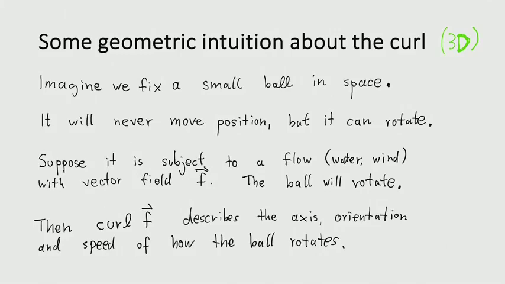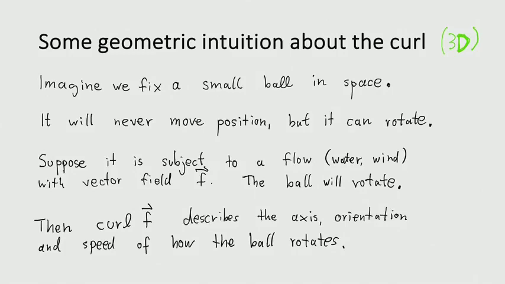Now, suppose this ball is subject to a flow. It might be wind, maybe it's immersed in water, it might be subject to the flow of some fluid around it. Then this flow will typically put the ball into some sort of rotation. It cannot move, but it will start to spin according to the flow. And what the curl operator tells you, if you have this vector field F, which describes the flow, is the axis, the orientation of the axis, and the speed of the spin.